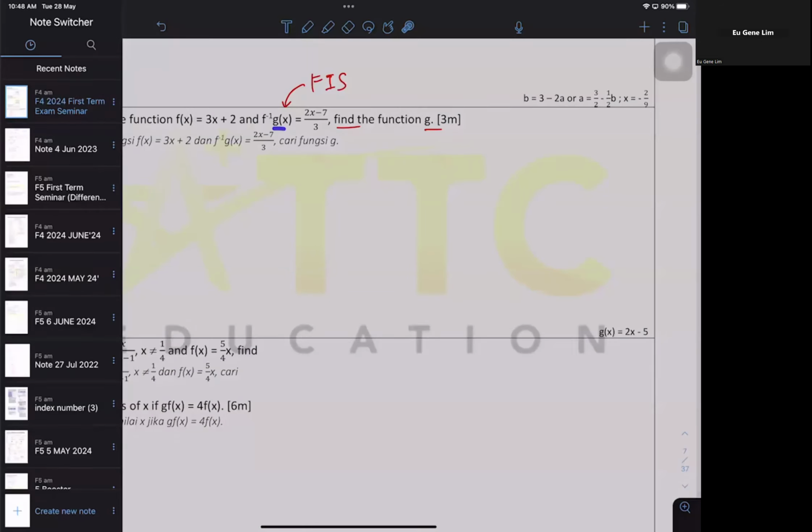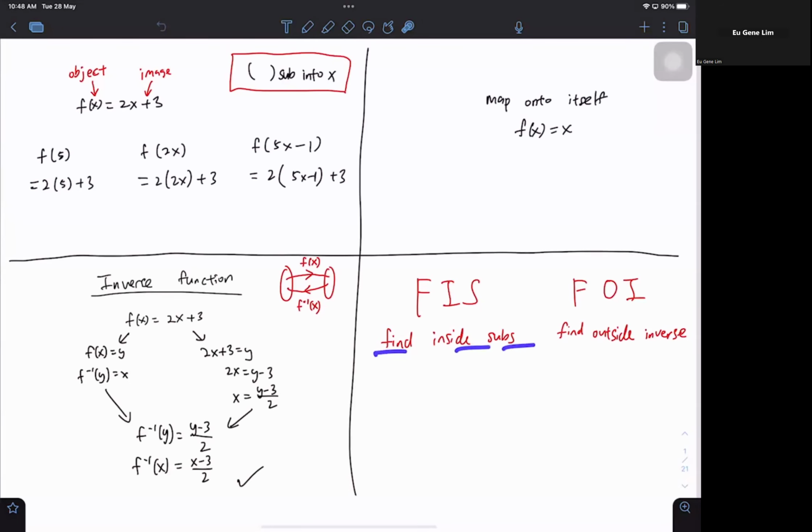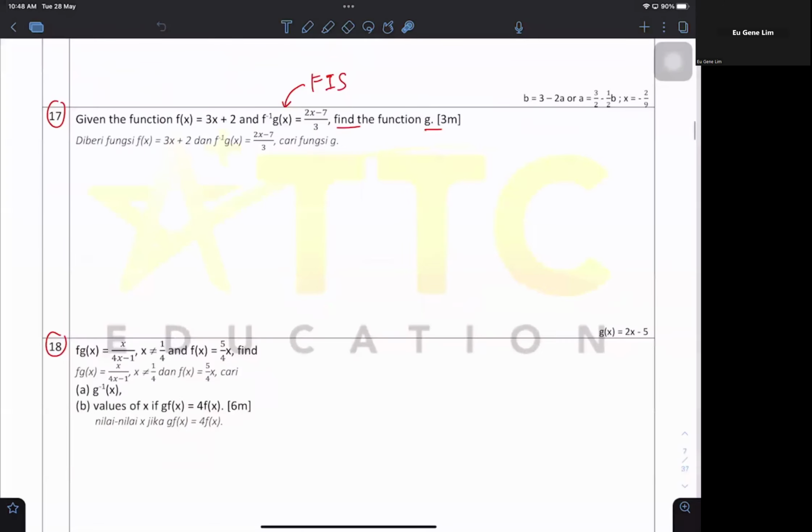Have you copied this one just now? Find inside, substitute. Find outside, inverse. So actually, this question is a substitution question. Find inside, substitute. But before you start the substitution, you need to find out what the f inverse is first. Understand? This question is actually inverse combined with substitution. Now you see they give you the original f, so why not we find out the f inverse first?